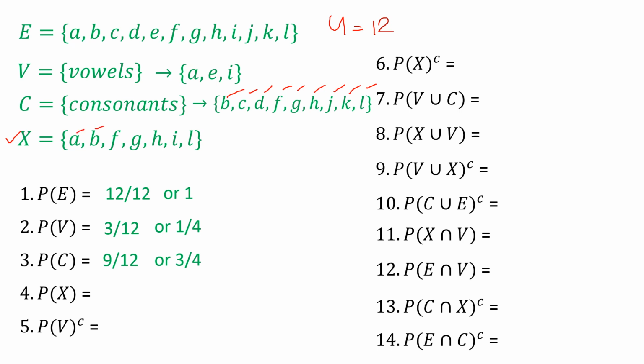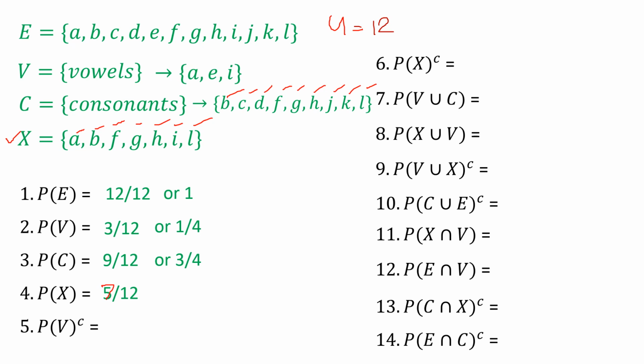For number 4, probability of X. Count: 1, 2, 3, 4, 5, 6, 7. So the answer is 7. Should be 7 over 12. So this is corrected. 7 over 12 should be the correct answer. Okay? So, these have no simplest form.